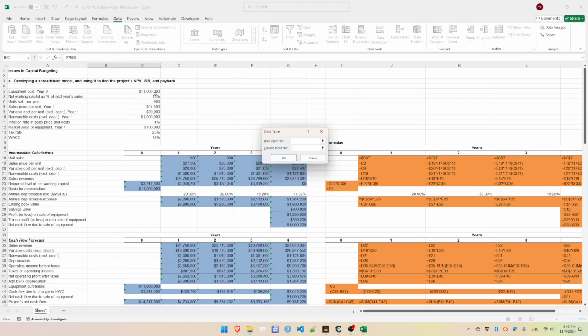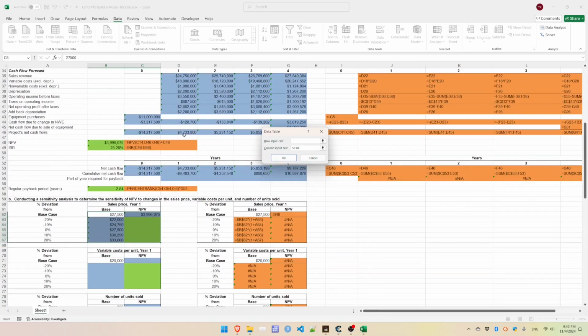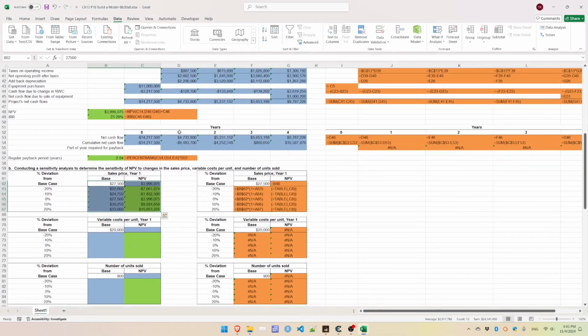It's going to be an input in the model. In this specific case, it's the sales price per unit. Right, so I hit enter. I got all the values. As you can see here, this is the base case, the same number here. Okay, so I can keep going.